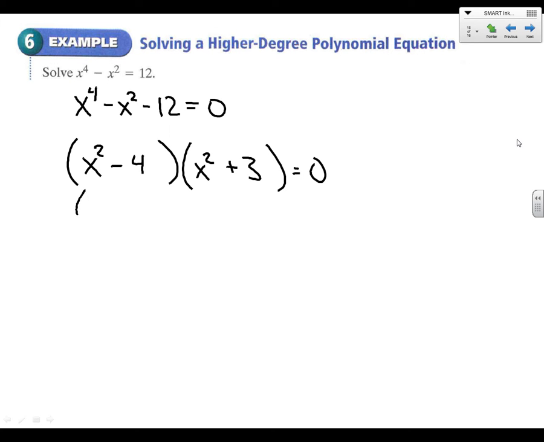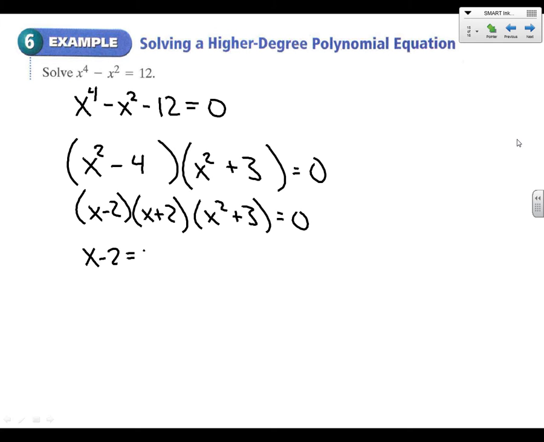And so now we can factor again, x minus 2, x plus 2. And we're left with x squared plus 3. And remember, we'll set all three of these equal to 0. So x minus 2 equals 0. X plus 2 equals 0. X squared plus 3 equals 0. Let's solve them. X equals 2.